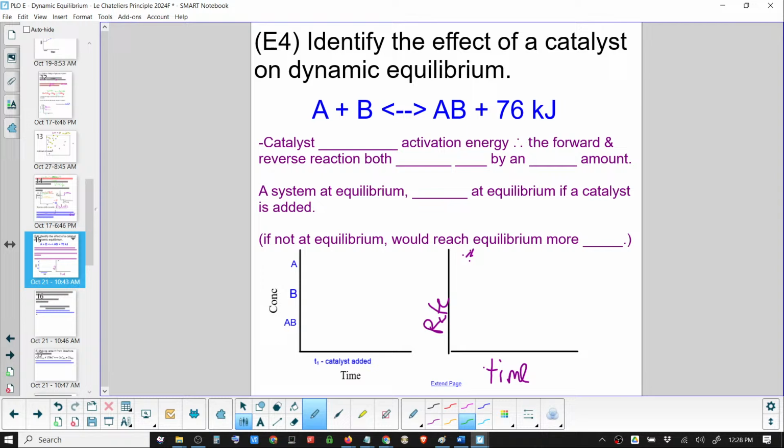If you add a catalyst, it makes the reaction go faster. So the forward rate will definitely go faster. What will happen to the reverse rate? Also go faster. A catalyst increases the rate of both by an equal amount. So you see no change in an equilibrium. So all the ones with straight lines, you're good.